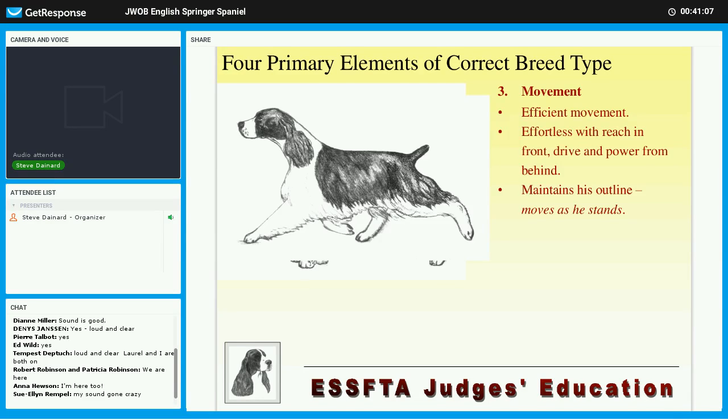And again, we talked about this earlier. Okay, you're looking to make sure that an English Springer Spaniel holds the outline standing, and when they're moving as well. And when you see it, make sure you reward it, because it really is breathtaking.